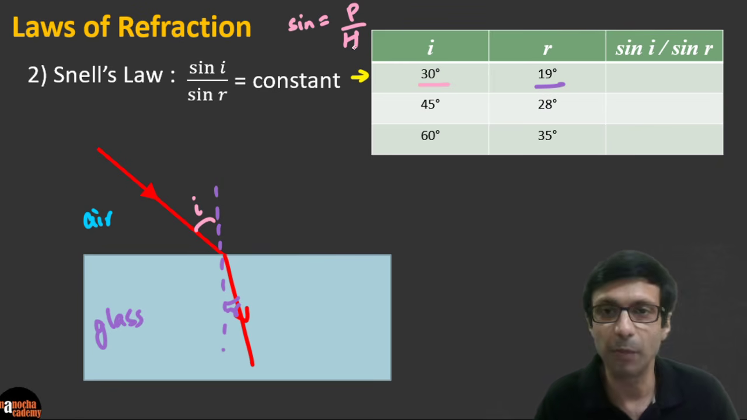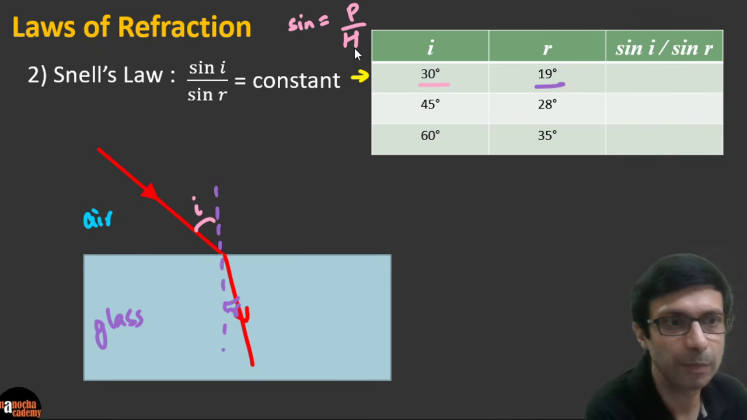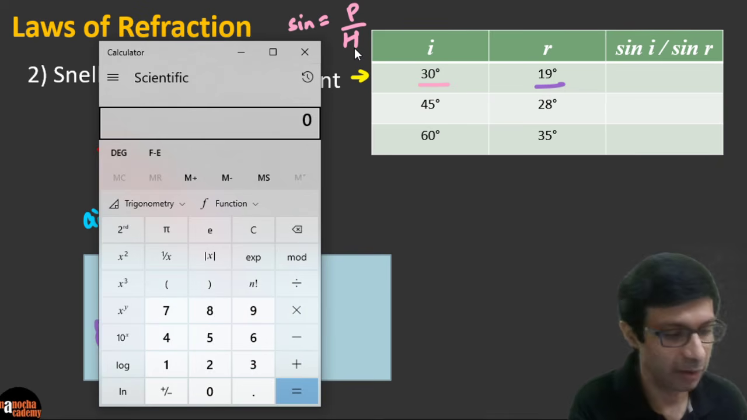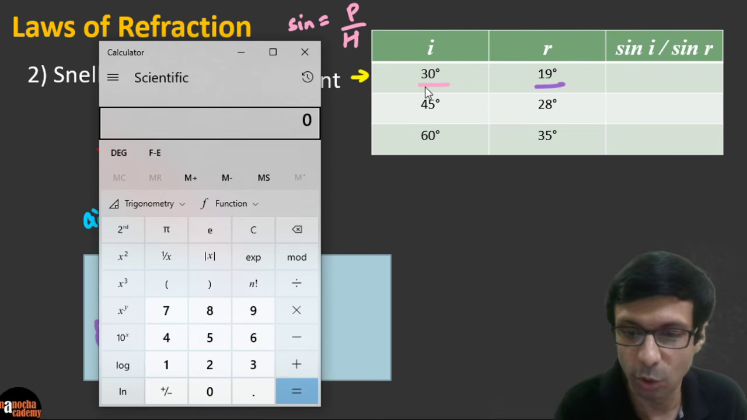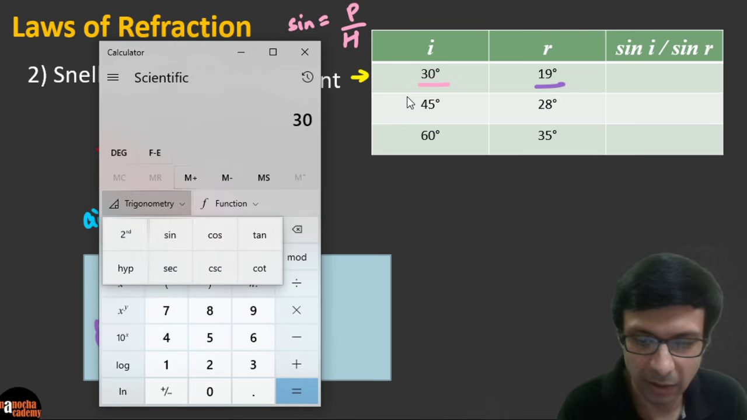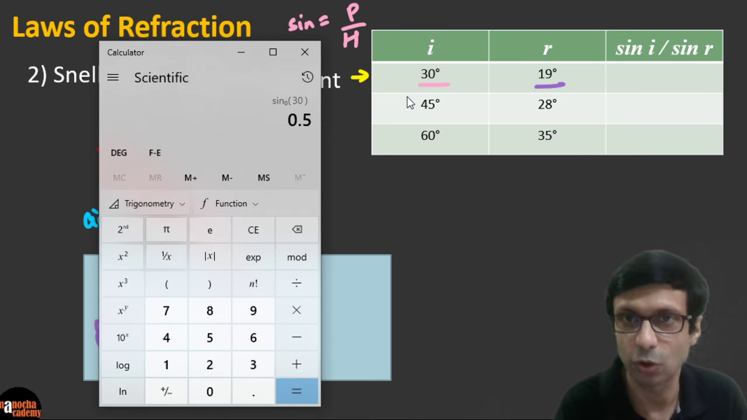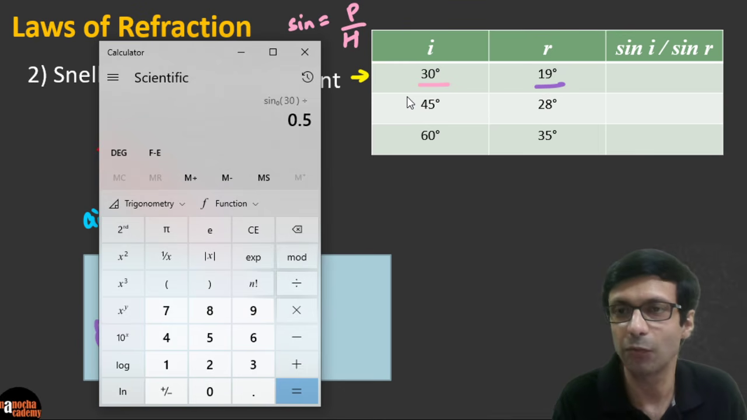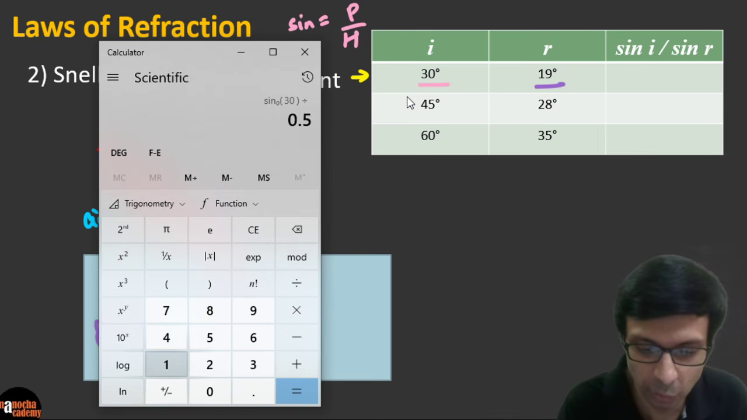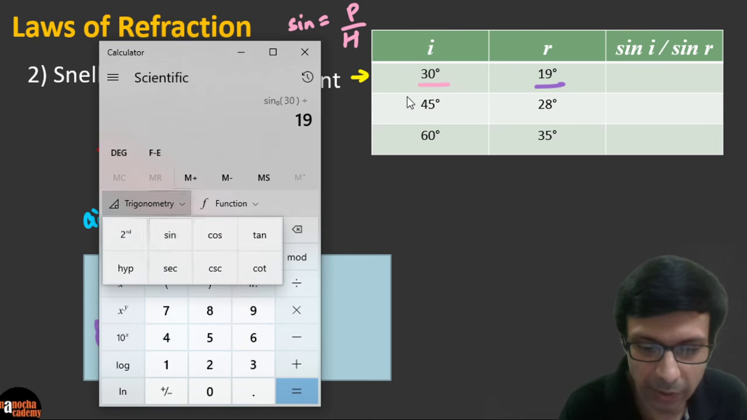So I'm going to take the help of the calculator here. So let's pull it up, right? So we are going to do sine I by sine R. So in our first case, the angle is 30. So let's take 30 here and we are going to do sine of that. So sine of 30, which you know is 0.5, half, right? Divided by sine of 19. Now that's not a standard value, so we are using the calculator here. So divided by sine of 19.